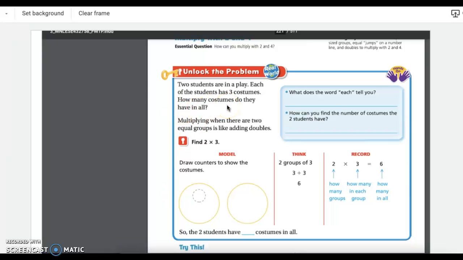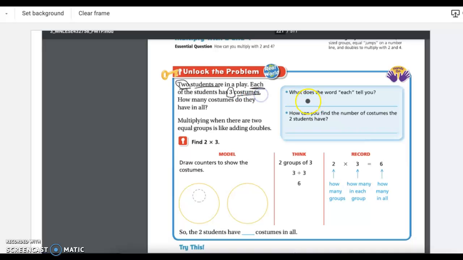Okay? All right. So the very first problem that they want us to take a look at, it says 2 students are in a play. Each of the students have 3 costumes. So how many costumes do they have in all? Okay, so some important things that we want to focus in on that one. Ready? There are 2 students. So we circle our numbers. 2 students are in a play. And each, that's an important word, of the students has 3 costumes.